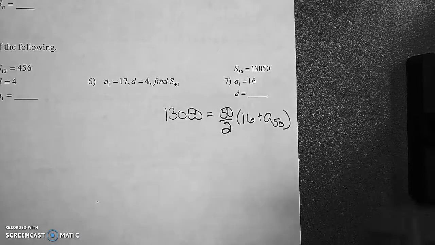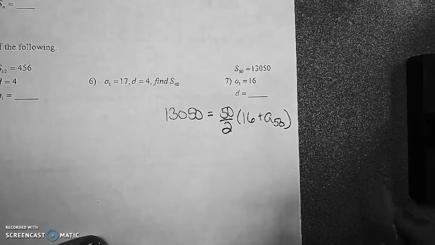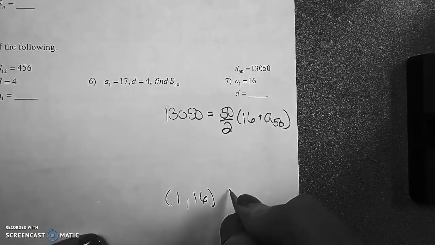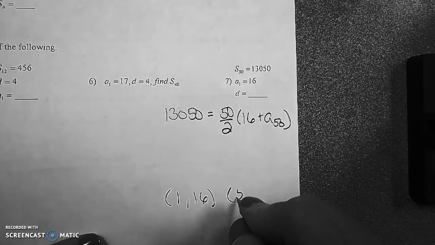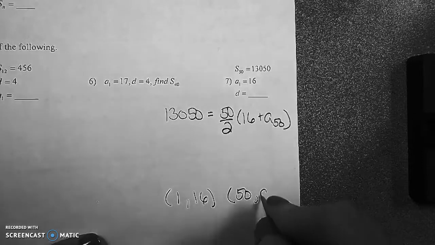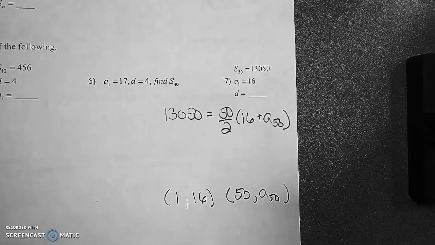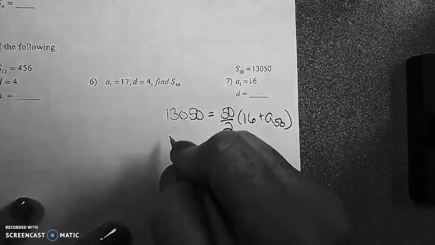Well, think about it. If I need to find the common difference, I need 2 ordered pairs. So I have one of those, 1, 16. And then I know that N is 50. I need to find A sub 50. That would then allow me to find the common difference. And so I'm going to go ahead and solve for A sub 50.